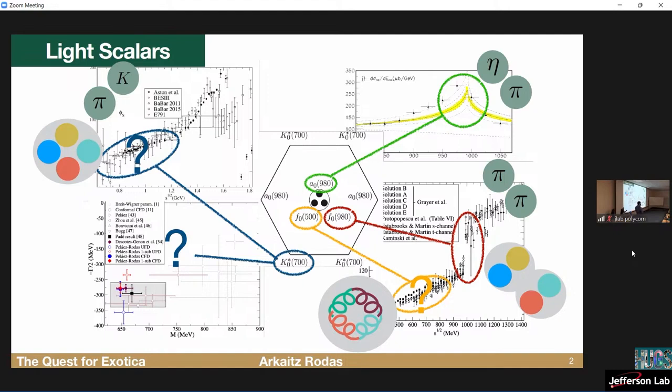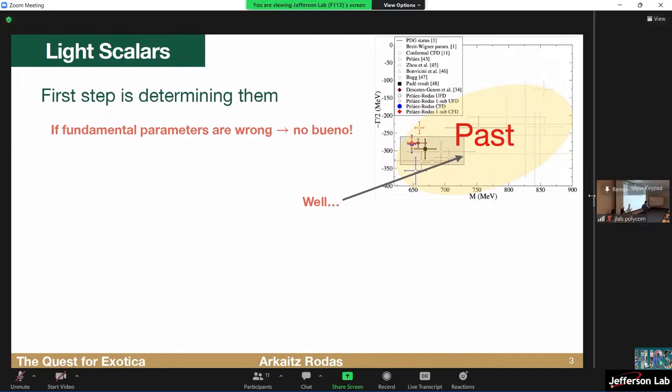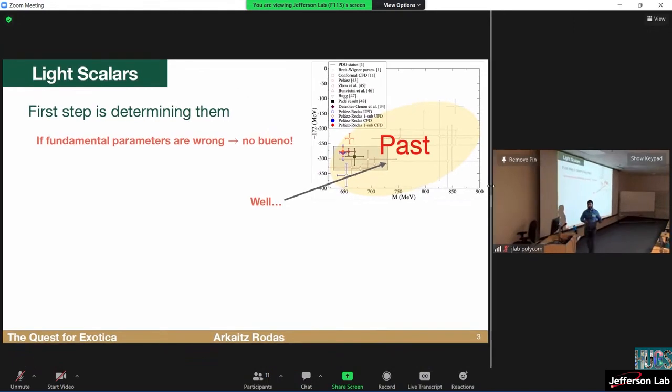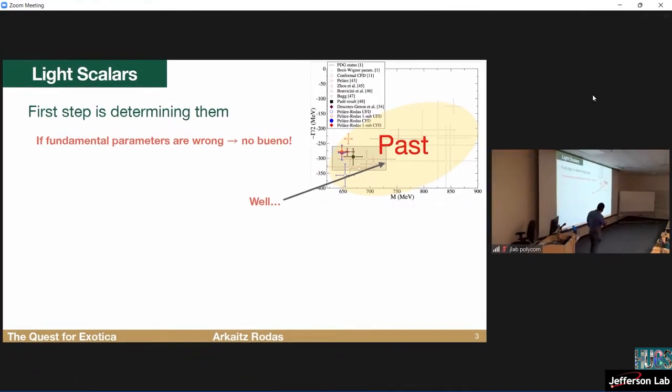So let's see how we go from errors this large for the parameters to something much more precise. First things first, you want to describe a state. You want to tell me what this is made of. You want to understand QCD. Well, you've got to describe it with precision. Otherwise, we are not going to go far, right? Well, it turns out this is the past error value for the kappa state. So yeah, not very precise.